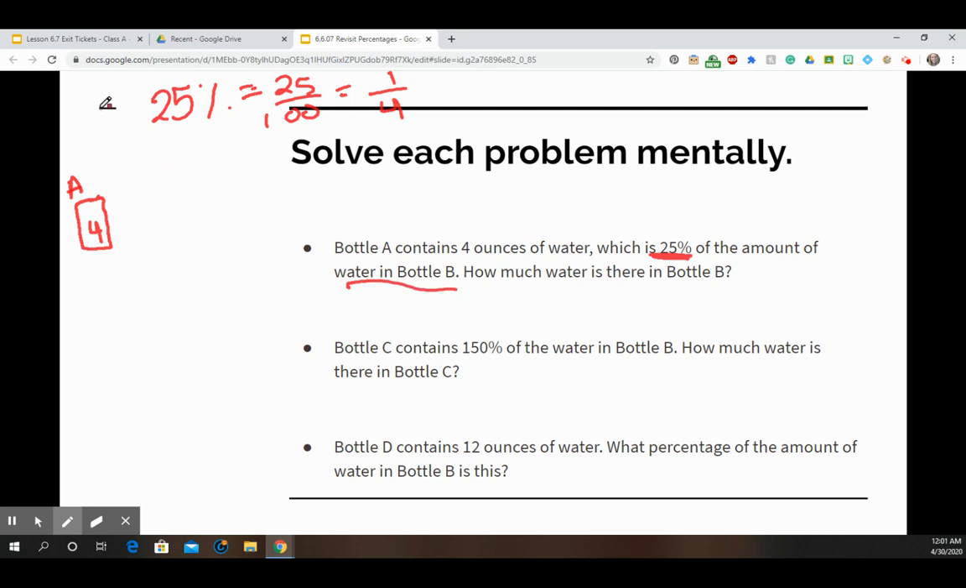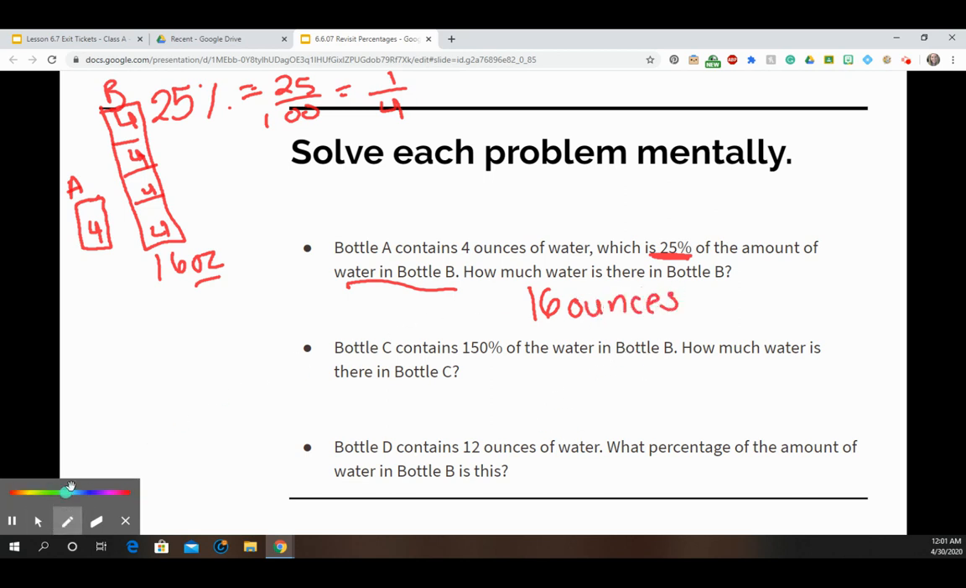So I know that bottle B is going to have 4 groups of 4. 4, 4, 4, 4. This is for bottle B. So I know that bottle B altogether would be 16 ounces. And the abbreviation for ounces is OZ. So 16 ounces there. Let's change my color for the next part.